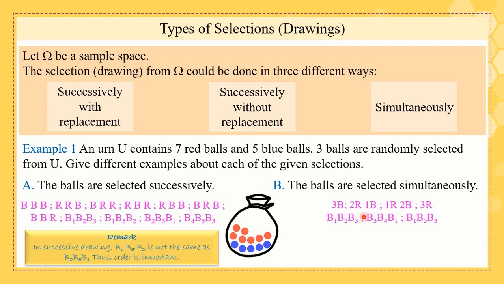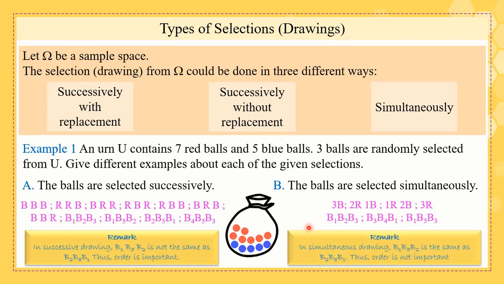Well, let's take specifically 3 blue balls. These balls could be blue 1, blue 2, blue 3, could be blue 3, blue 4, blue 1, could be blue 1, blue 5, blue 3. But here the order is not important. So if I choose blue 1, blue 2, blue 3, it's the same as blue 3, blue 2, blue 1. Let's begin with the first type of drawing, which is the successive drawing without replacement.